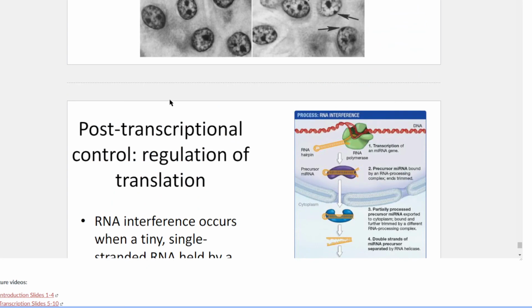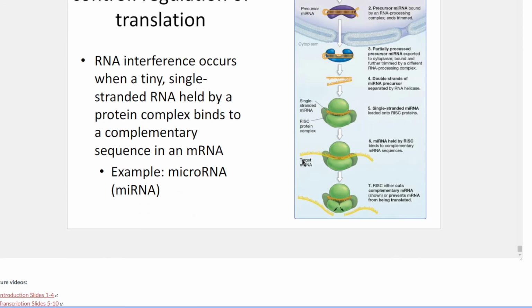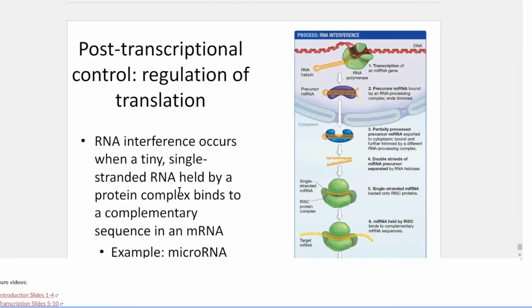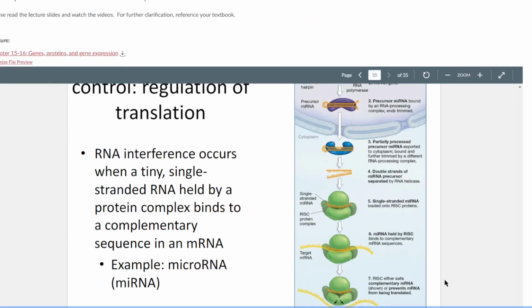And then post-transcriptional control, we can use microRNA, which is mini RNA, to block it before it reaches everything. So what microRNA is going to do is attach to the mRNA, and then make it able to be destroyed. It can't be translated because that microRNA is already attached.